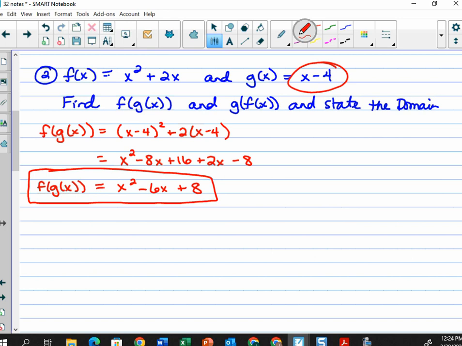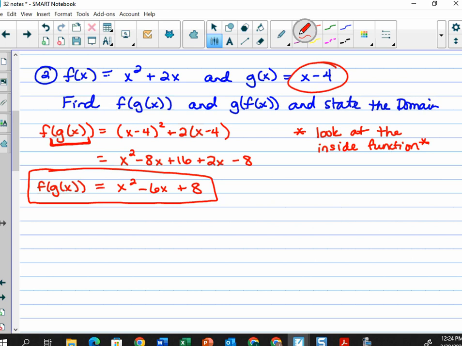Okay, so domain: is there a fraction? No. Is there a square root? No. Okay. Now guys, it's not going to change our answer on this one, but every single time when you're finding domain, the first thing you do is look at the inside function. What I mean by that is the one you plugged in. So in this problem, what do you think the inside function is? Right, the g of x, the x minus 4.